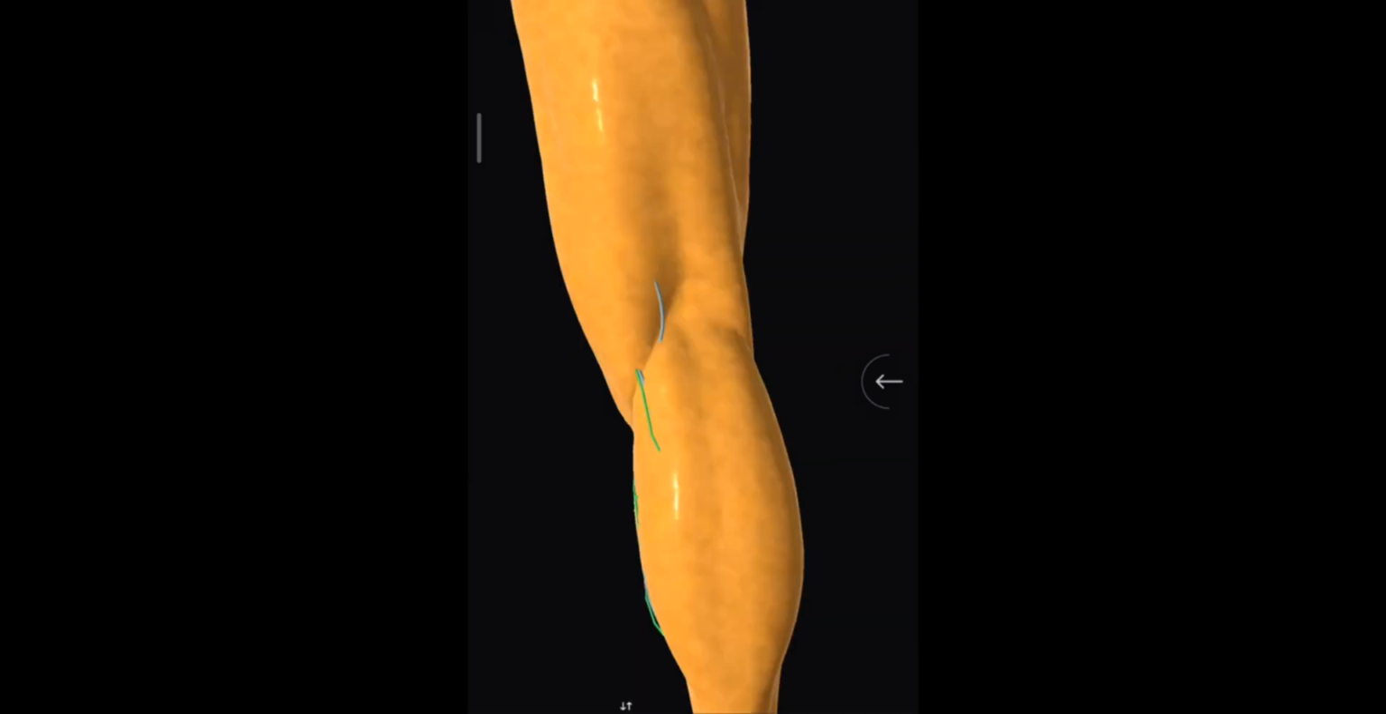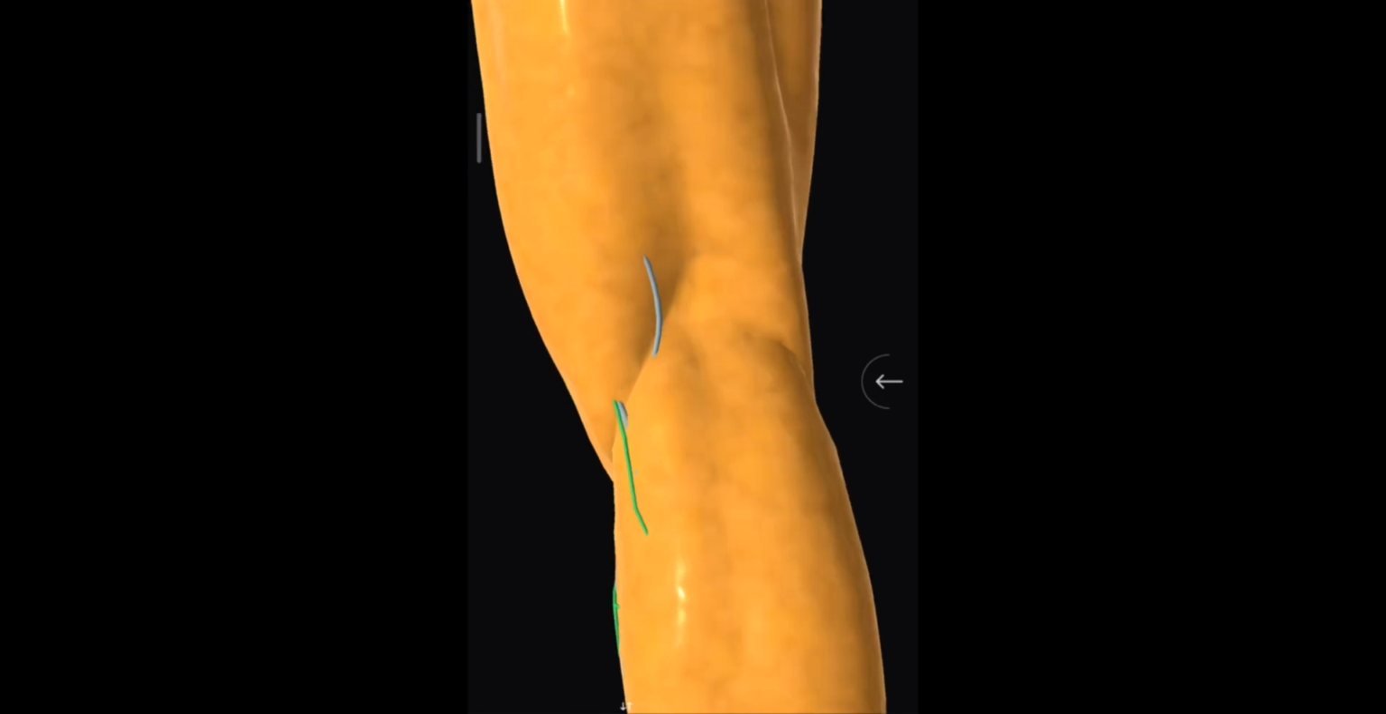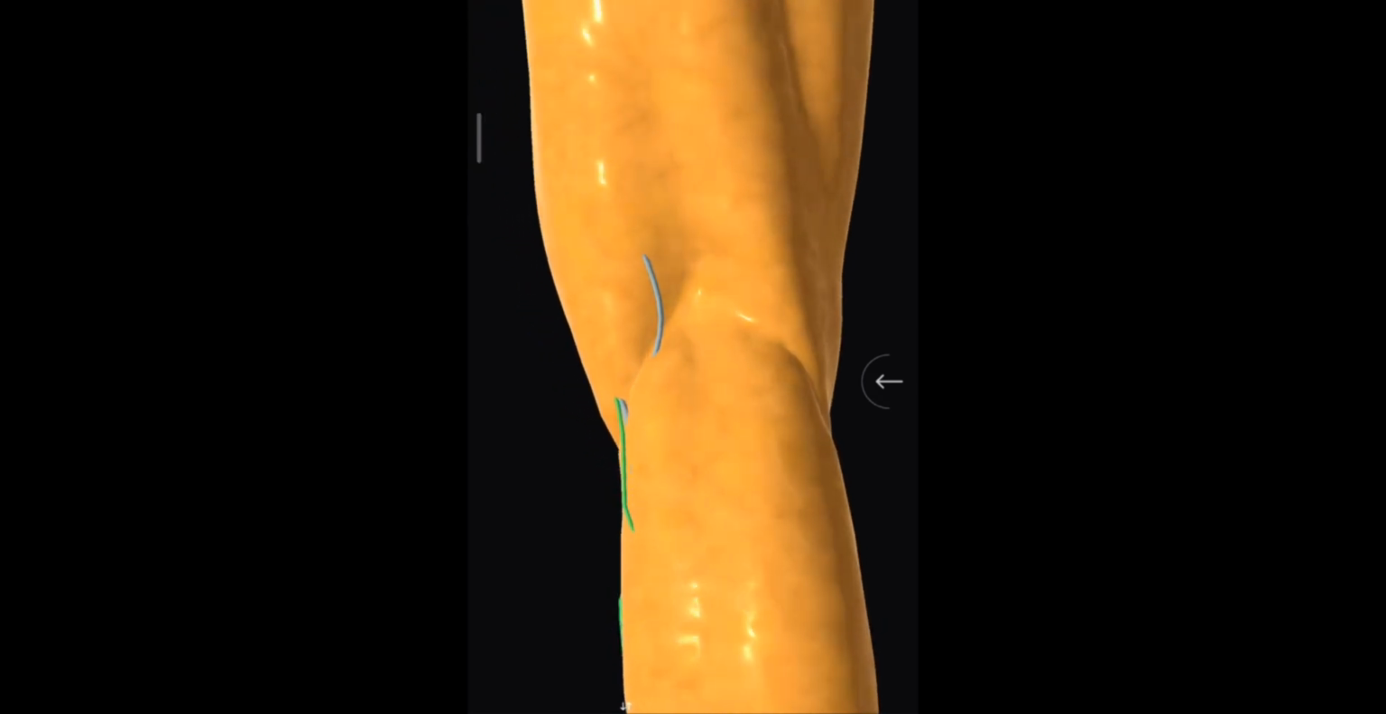Now we are talking about the subcutaneous fat. In the subcutaneous fat, the branches of the posterior cutaneous femoral nerve start from the sacral plexus.